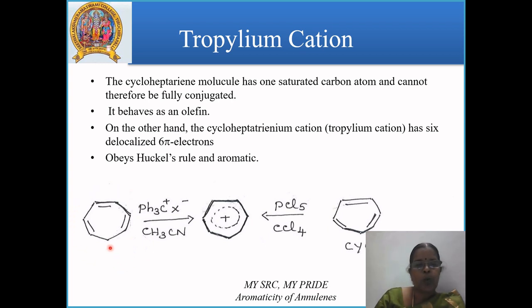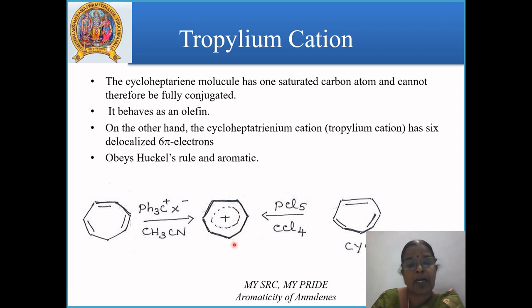Cycloheptatriene has one sp3 hybridized carbon. This carbon is an sp3 hybridized carbon, so it is non-aromatic. The cycloheptatriene can be converted to tropylium cation by removal of one proton from this sp3 hybridized carbon. Now all the carbons are in the sp2 hybridized state.